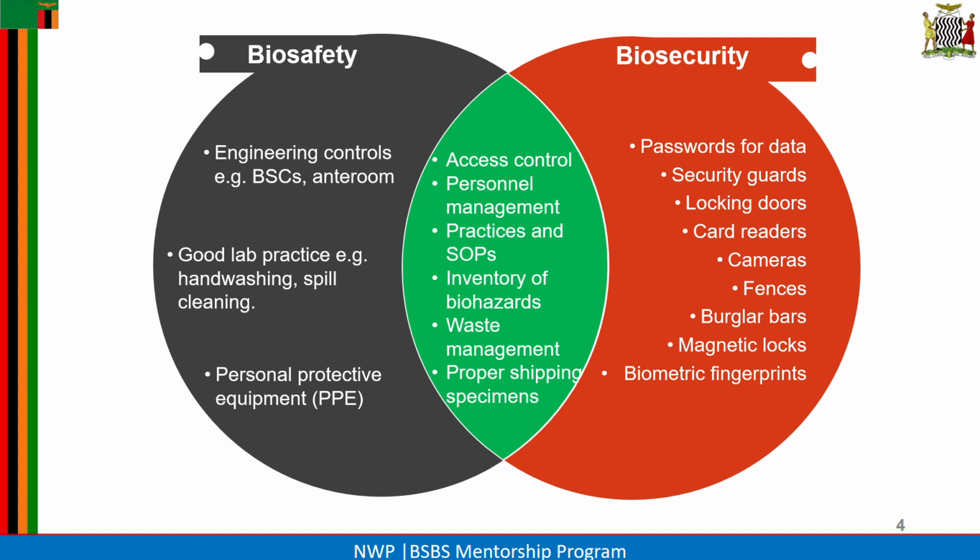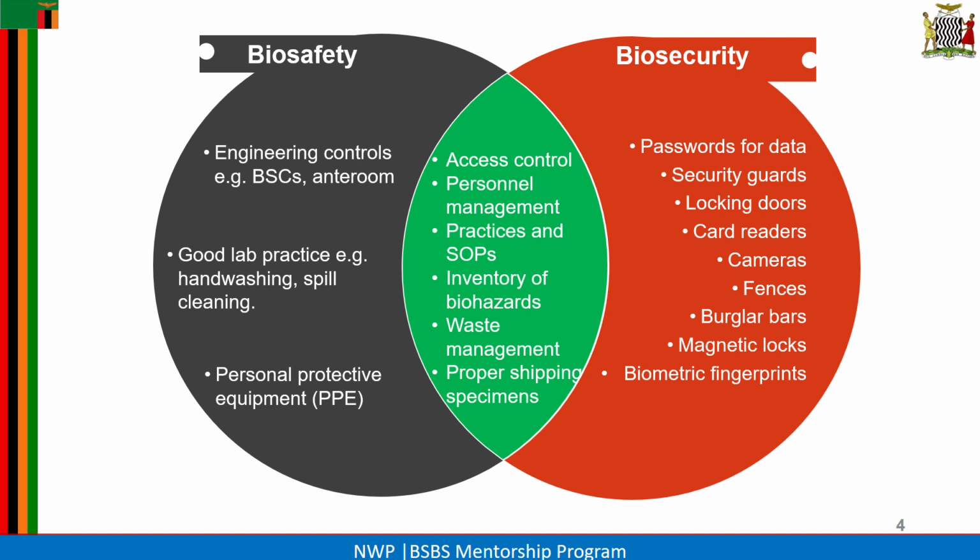Proper shipping of specimens. If you are properly shipping your specimens, either within your facility or between facilities, and you have a proper chain of custody, for example, it means that you know the people that would have handled these agents from the time they were transported to the time they were received by the receiving lab. And in that way, you're making sure that there's no stealing, no diversion of these agents.